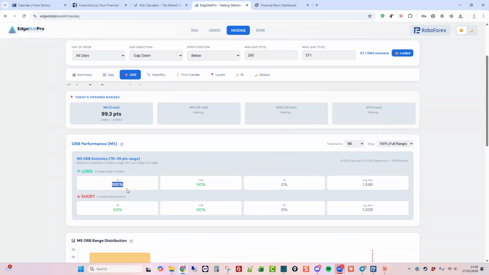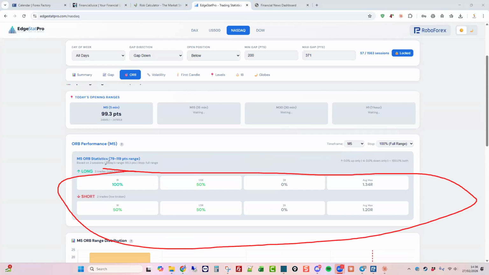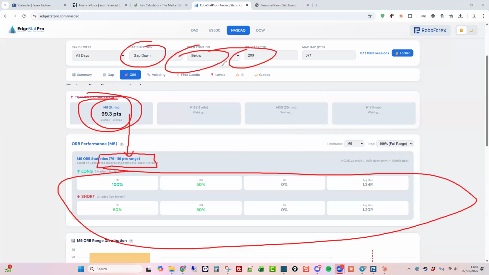if you go long, there's only been 2 trades with this size. So what's happened now is this statistic here has changed, because we now know what that size is. It uses the size of today's gap and looks for instances where we've had a massive gap down day and an explosive open, and what happened next. So if we have a range of 79 to 119 points, we will typically break up 1R and hit that 100% of the time. We will break up to 1.5R 50% of the time.